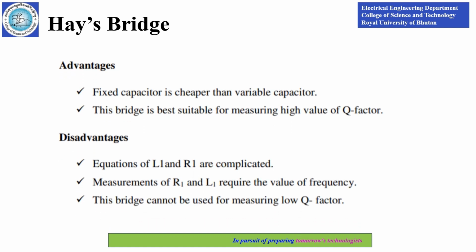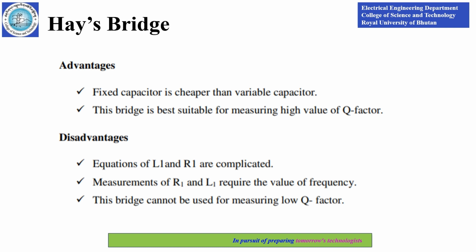Now let us consider the advantages and disadvantages of the Hayes bridge. The advantages are: the Hayes bridge gives a simple expression for the unknown inductance and is suitable for coils having a quality factor greater than 10. It also gives a simple equation for the quality factor. The Hayes bridge uses small value resistances for determining the Q factor.